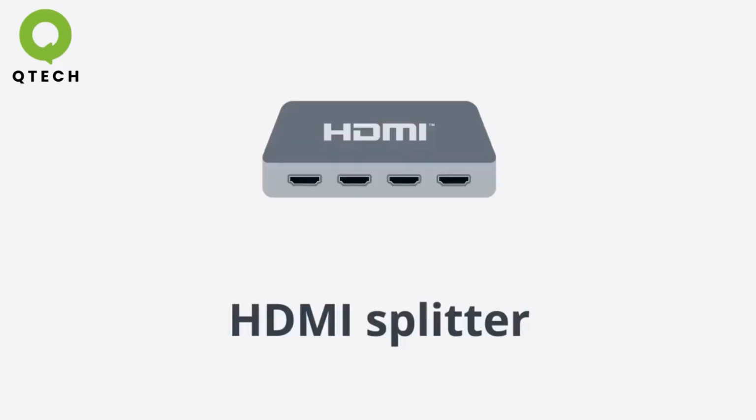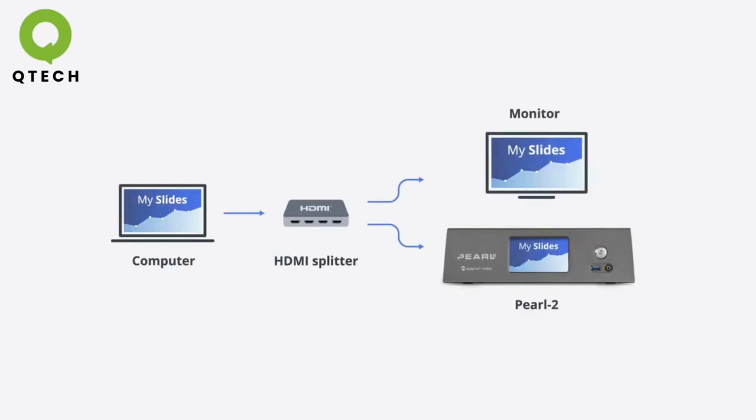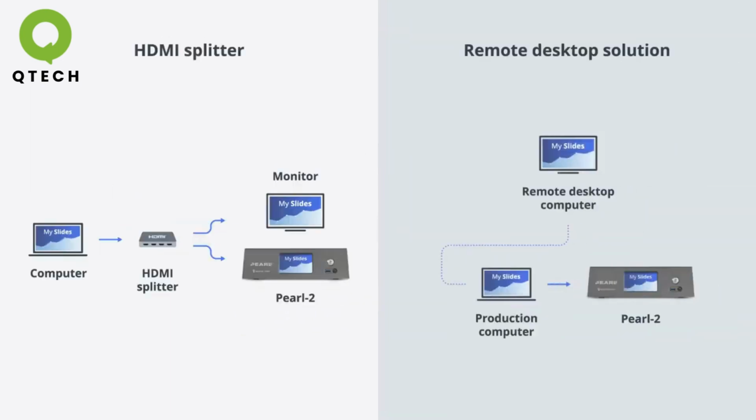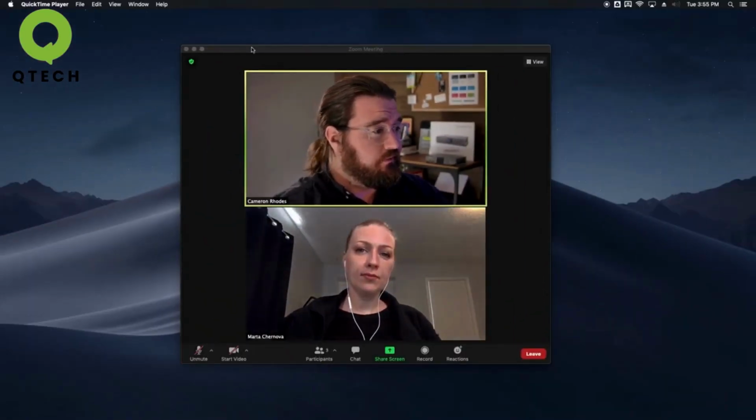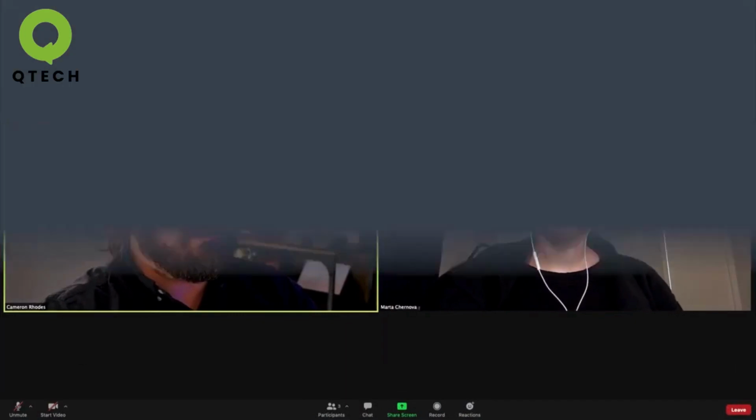To monitor Pearl input, you can use an HDMI splitter to send separate signals to Pearl and an external monitor. Or you can use a remote desktop solution to view the production computer outputs directly. You want to make sure that your Zoom windows are full screen and they won't move around. This will prevent any inconsistencies in the layouts.